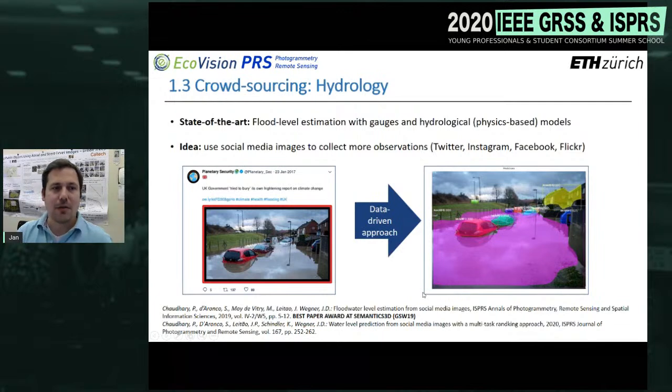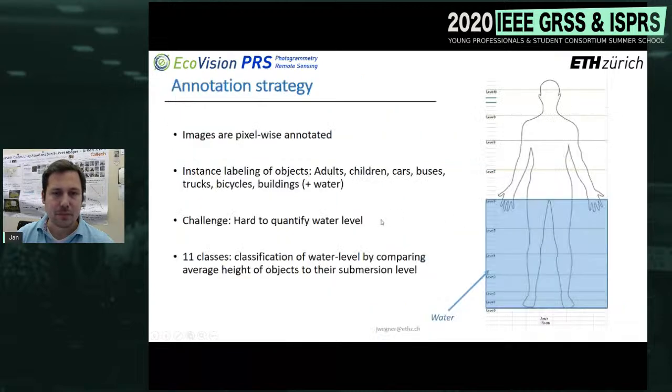All right, so the next topic is social media image analysis. The idea here was that if a flooding event occurs somewhere on Earth, then usually people start tweeting about it, or they put it on Instagram or Facebook. And the idea was that we just download all of those images of that area, and based on the images alone, we give a rough estimate of the water depth.